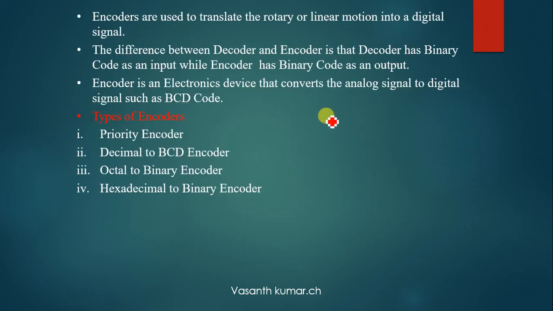Okay, here an encoder is used to translate a rotary or a linear motion into a digital signal. Especially, for example, you take a robot. Okay, it has two wheels. Let us check the side view of a robot. It's a four-wheeled robot. Okay, so I want to measure the angular velocity theta. Angular velocity theta. So this theta will vary from 0 to 360 degrees. Okay, this value will vary from 0 to 360.